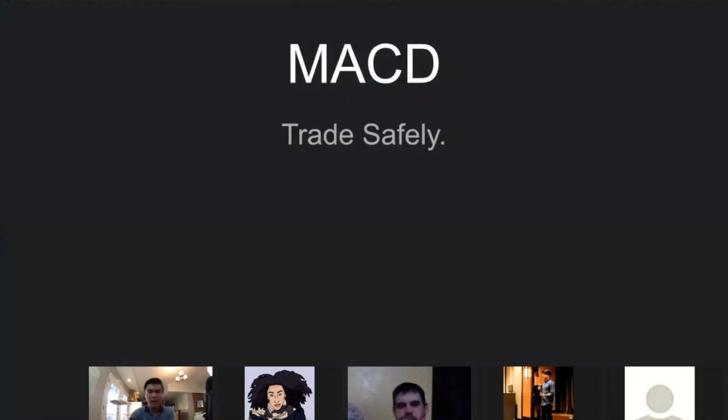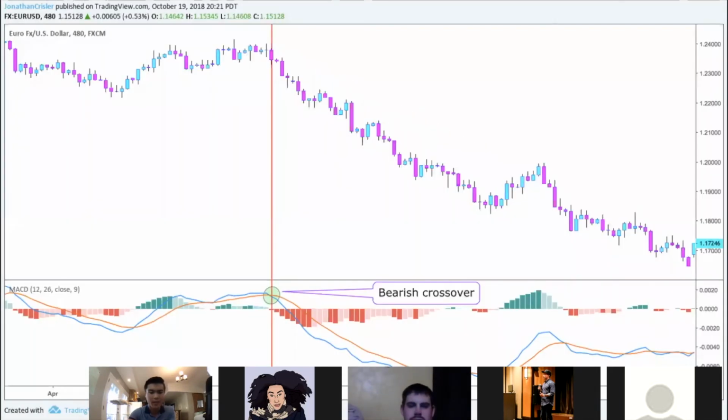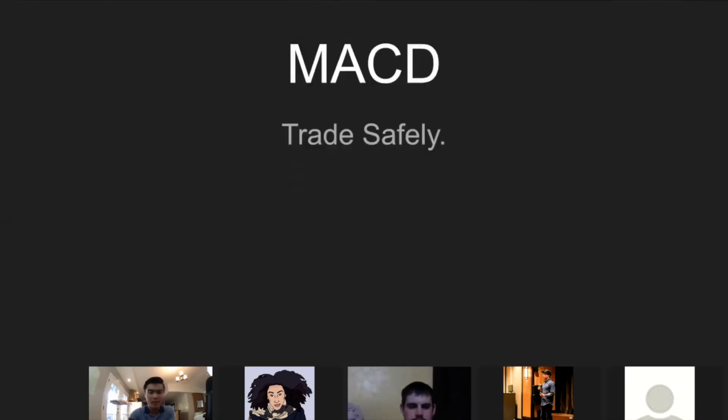So that's basically it for the MACD. Like I said, it's super, super simple. We're just looking for these crossovers. That's it. We're just looking for bearish crossover or bullish crossover. That's it for the MACD.